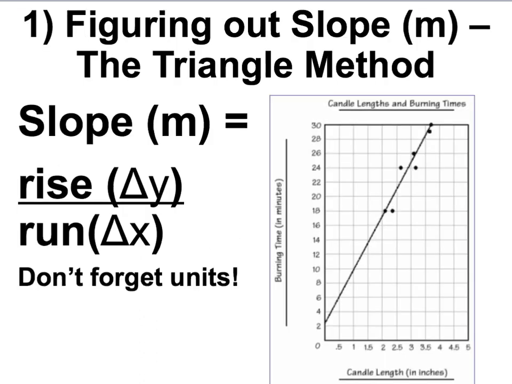Let's check it out. The trick for figuring out the slope is to draw a triangle. Remember, the formula for a slope is rise over run. Rise is the change in y, and in physics, whenever we have the change in something, we use this triangle here, and that's called delta. We're going to see that over and over again. Rise over run: the change in y over the change in x.